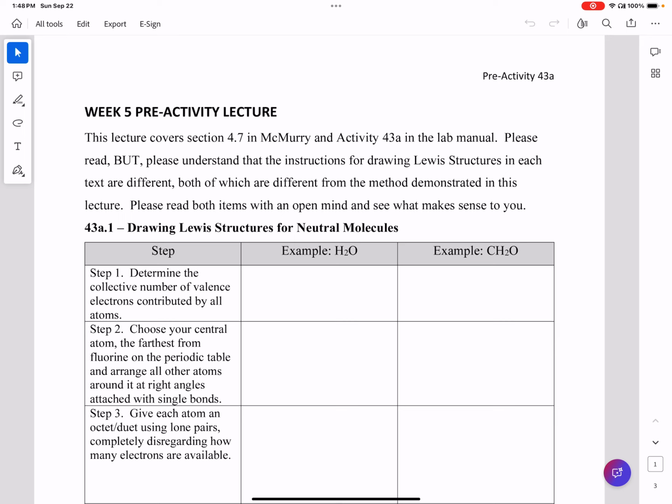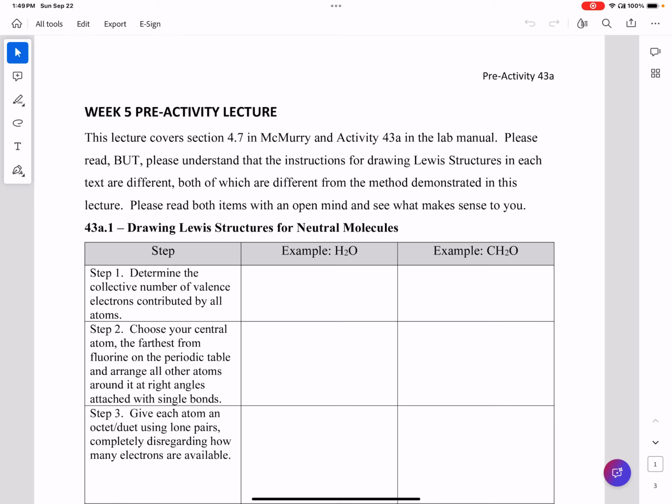I would like you to read them before and after, but you need to understand that they have different methods of drawing Lewis structures, and I also have a different method of drawing Lewis structures. So I'd like you to look at both and stay open-minded, and you can pick a method that works for you. But my students and I have had success in the past with the method I'm about to show you.